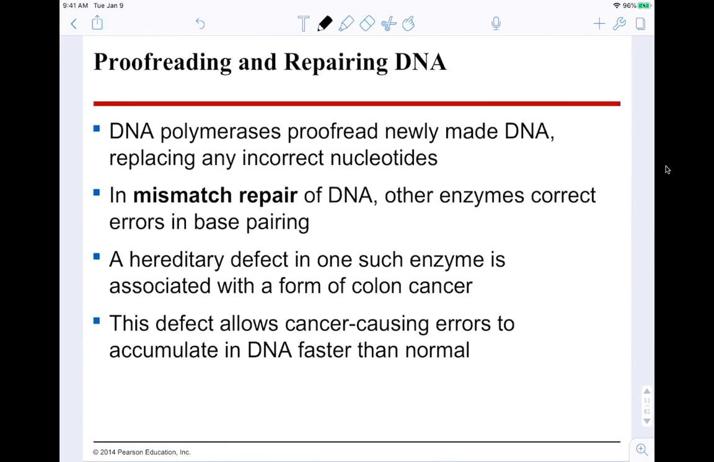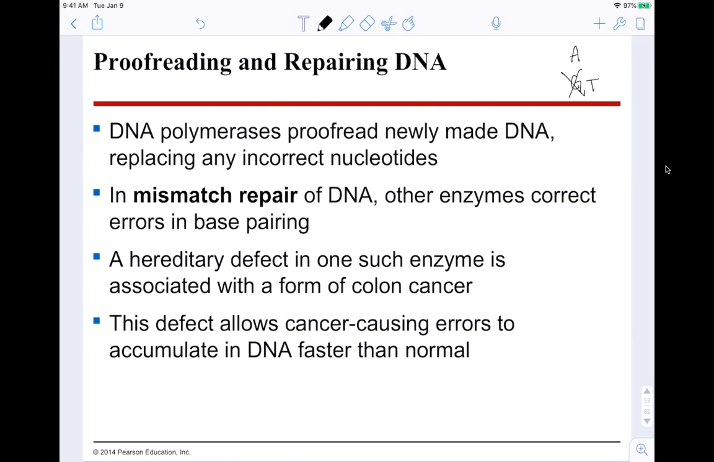So proofreading and repairing DNA. DNA polymerase is pretty awesome because it doesn't make a lot of mistakes, but occasionally it does make a mistake, but it does have the opportunity to go back and fix its mistake. So DNA polymerase can proofread newly made DNA, replacing any incorrect nucleotides. For instance, if it says you have an A and you pair it with a G, you know that cannot happen. It has to be a T, right?